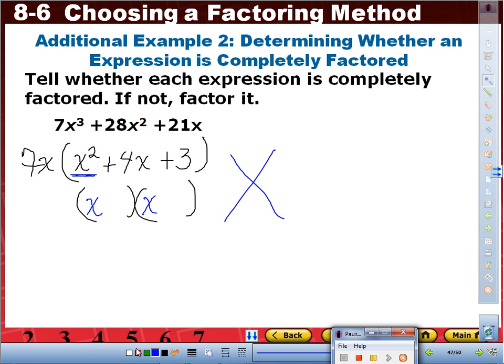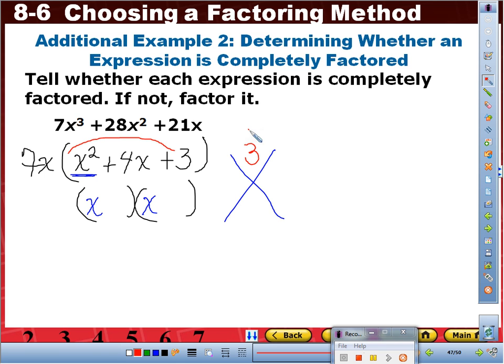All right, so those of you that continue, let's see. 1 times 3, that's 3. That's our product. The middle term is 4. What factors of 3 give us the sum of 4? 1 and 3. So we write x plus 1, x plus 3.